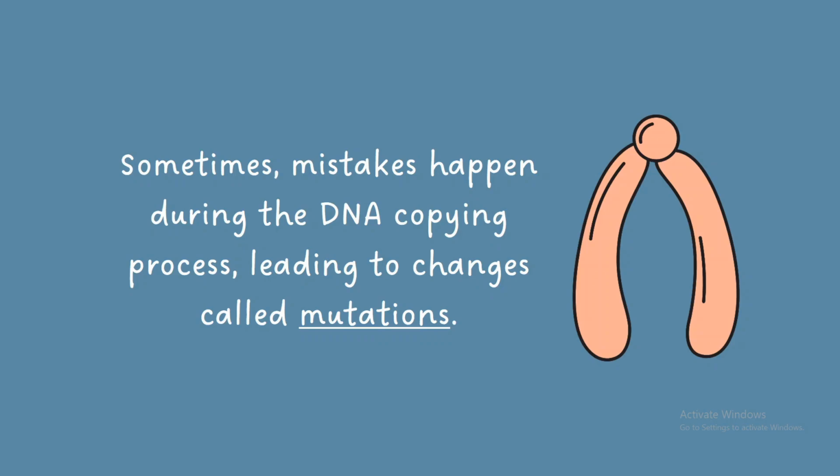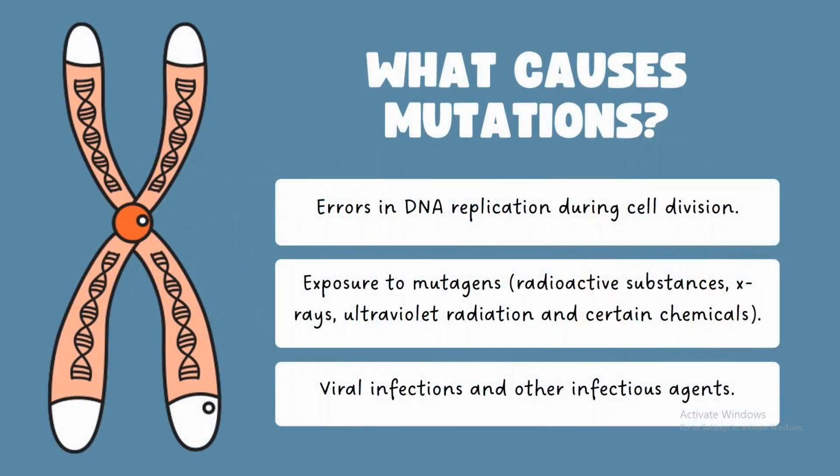Sometimes mistakes can happen during the DNA copying process, leading to changes called mutations. What causes mutations? Errors in DNA replication during cell division, exposure to mutagens, radioactive substances such as X-rays, ultraviolet radiation, certain chemicals, viral infections, and other infectious agents. We can also say during DNA replication, the cell duplicates DNA before cell division. Errors can occur during DNA replication, leading to mutations such as base substitution, insertions or deletions.